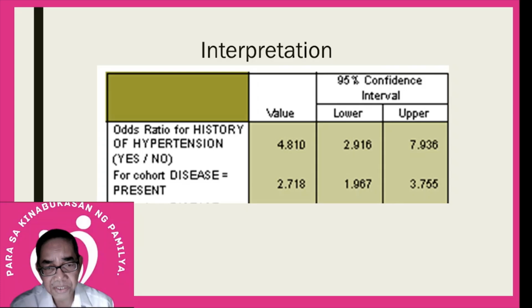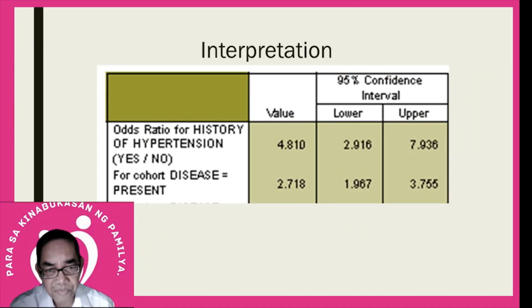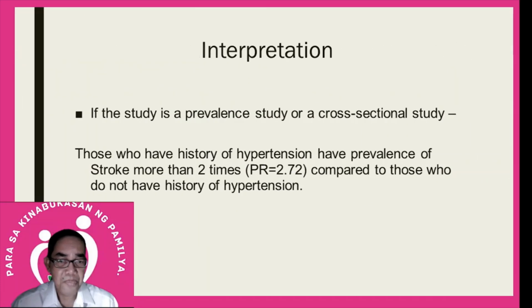So the odds ratio is calculated as 4.8. If we just go back to our table, this is the number of people, 67 divided by 55, that will be the numerator, and then 39 divided by 154, that will be the denominator. And if you look into the odds ratio, the odds ratio will be equal to 4.8, I should say. Now, let's talk of the interpretation.